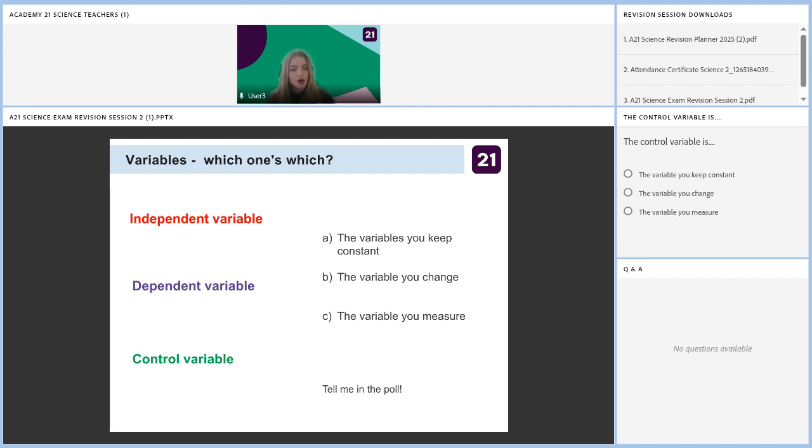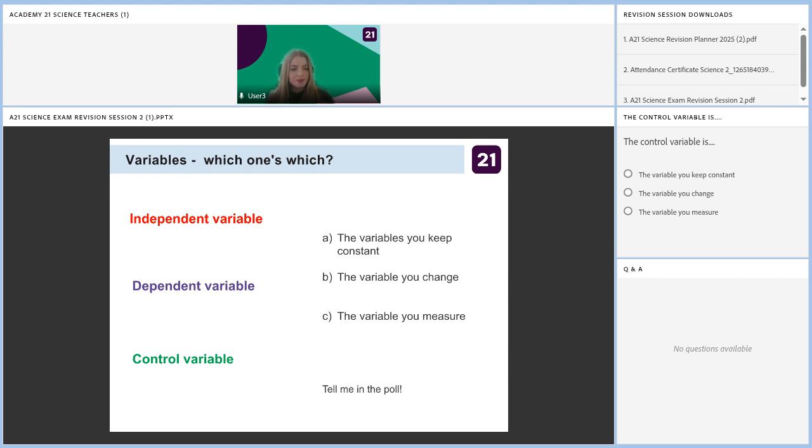Okay, so control variables are things that you keep constant or keep the same. And the reason we do this is to keep our results valid and mean that it's fair to compare them.